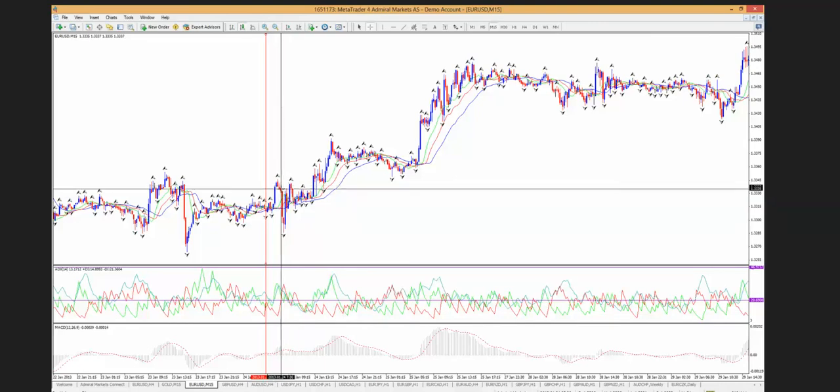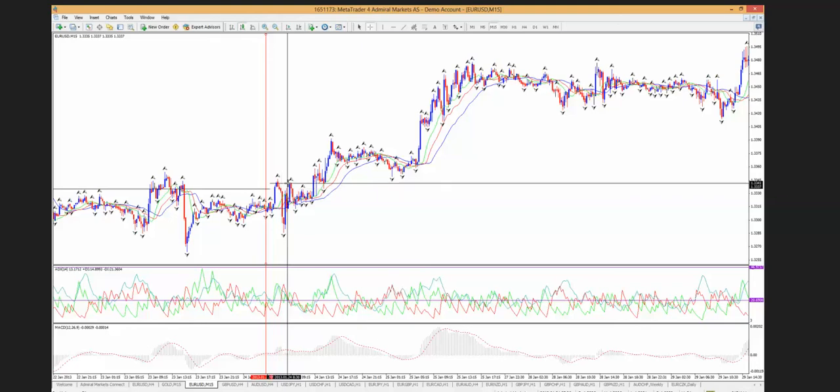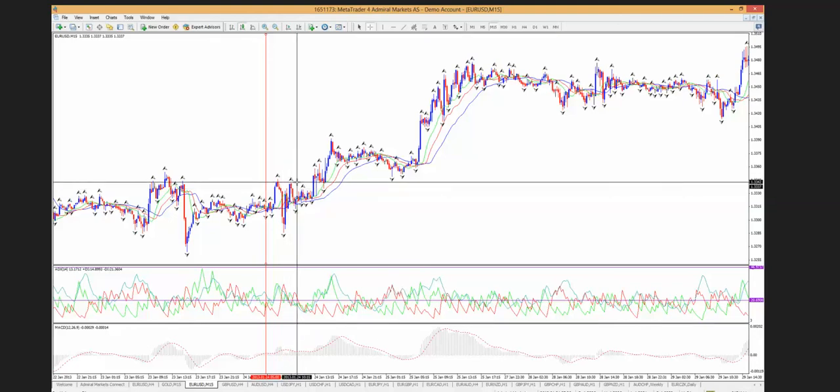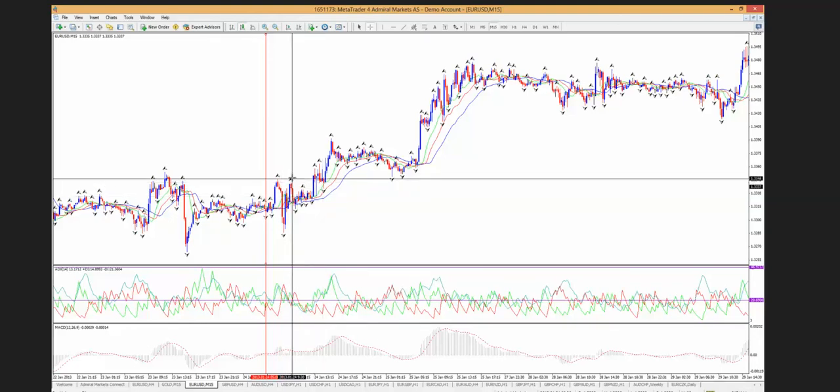So what we're looking for is a break of the fractal, right? That's this one originally. Let me put a circle there. Then we get another fractal, so we're looking for a break of this one, right? And you can see that once we get a break, we have price above the alligator, right? That's what we're looking for as well. And we have the MACD in positive territory. The ADX is just about to cross 20, so that's fine.